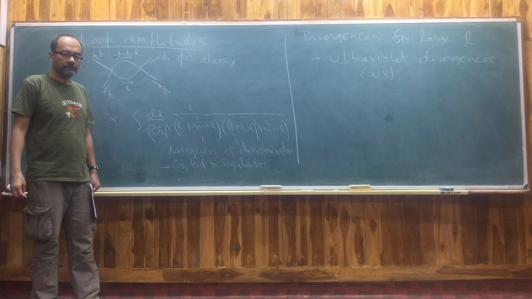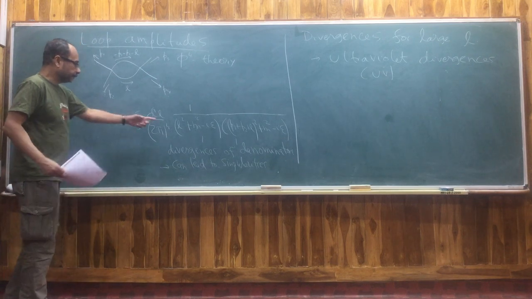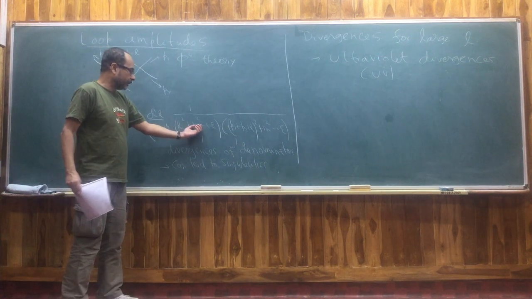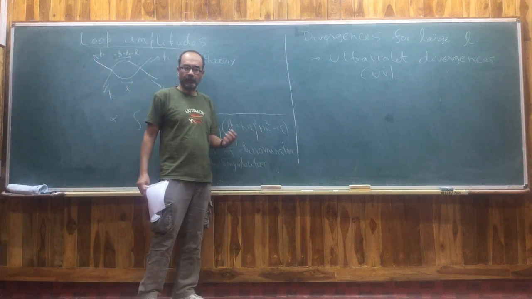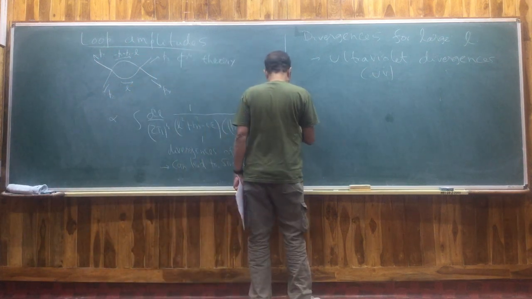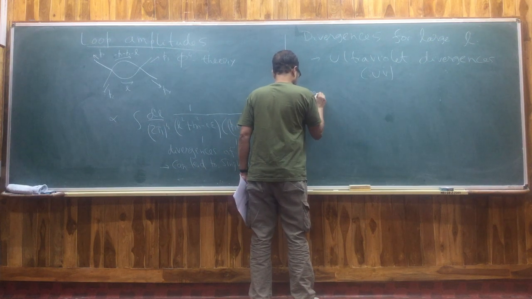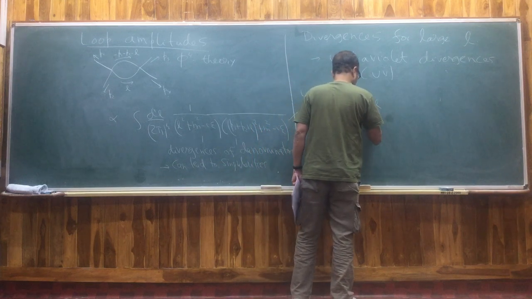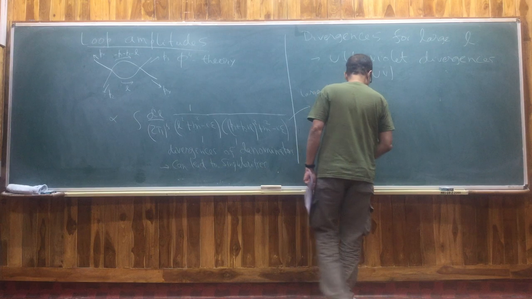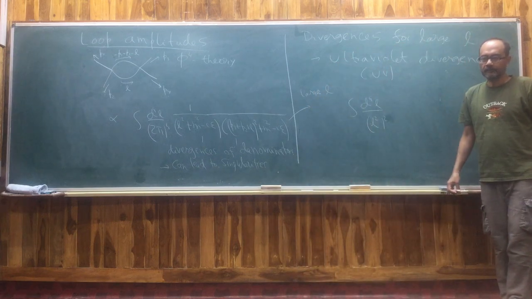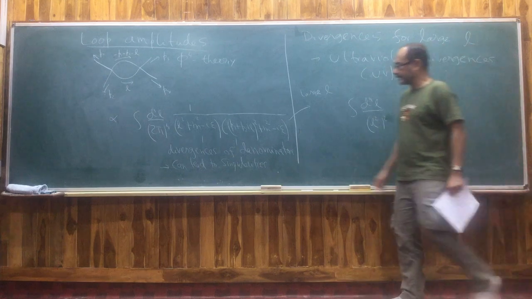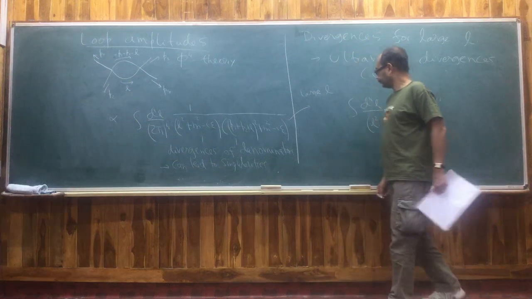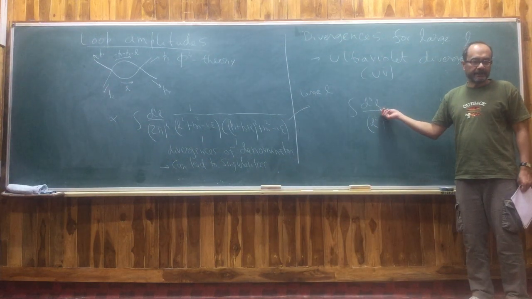So in this example, if we take L to be large, then in the large L limit, you can ignore these m^2 factors, you can ignore the p1 plus p2 factors. So this integral for large L goes as the integral d^4L over (L^2)^2. Because I just replaced this by L^2 and this also by L^2, since L is larger than the fixed external momenta. And this is logarithmically divergent.